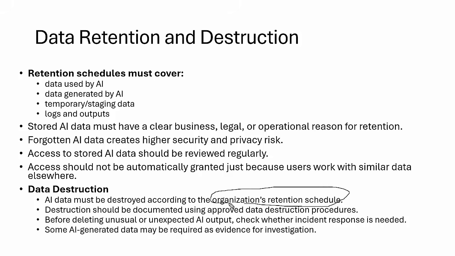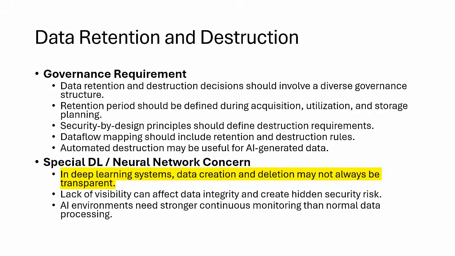This is an exam question. What is the primary factor based on which we should destroy the data? It should be based on the organization retention schedule. Second, destruction should be documented, because we should know what approved procedure we have. Before deleting any data, we have to check all the metrics. And if it's being used for AI-generated data, it may be required as evidence for investigation. That is part of a requirement. But we also follow governance requirements: it should involve a governance structure, a committee of people. Security by design principle should be there to make sure it is not accessible to anyone.